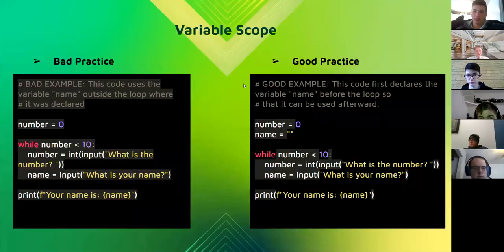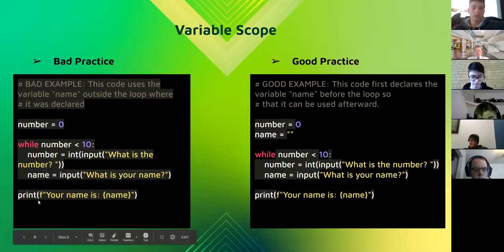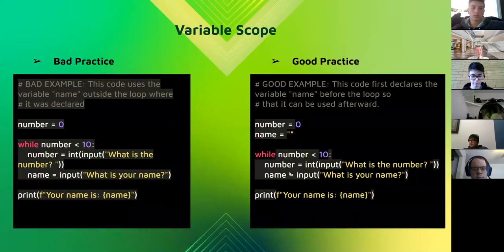Variable scope. Bad practice: this code uses the variable name outside the loop where it was declared. Name is declared right here inside of our while loop, and then it would try to print it. Good practice: if I want it accessible outside of the loop after it was declared inside of the loop, I have to declare it first, which isn't that big of a deal. It's just one extra line of code, and then I could access it inside or outside of the loop.